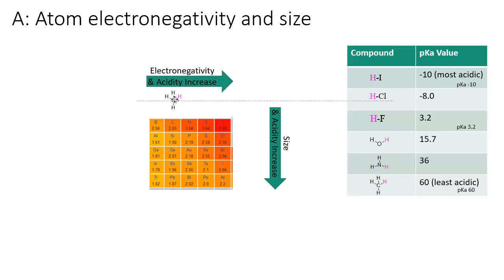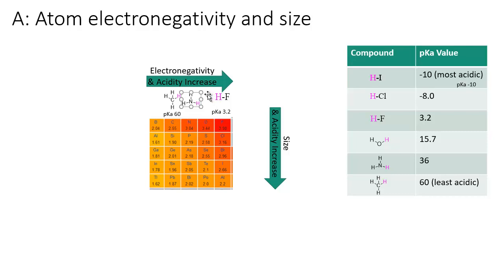So let's start with methane, which has a pKa of 60, and compare that to ammonia, which has a pKa of 36, and finally compare that to hydrofluoric acid, which has a pKa of 3.2. So notice the decreasing trend. With our methane, we have a pKa of 60. For ammonia, we have a pKa of 36, as indicated here on the table.